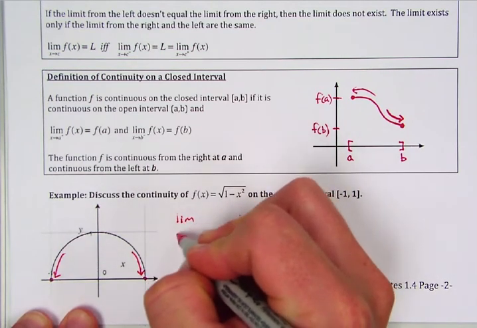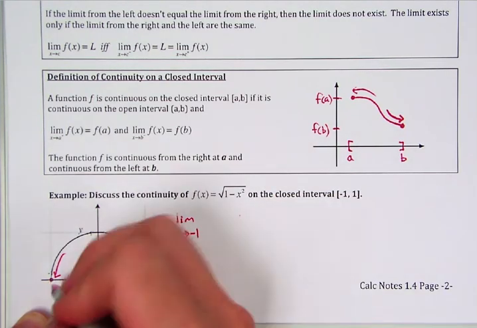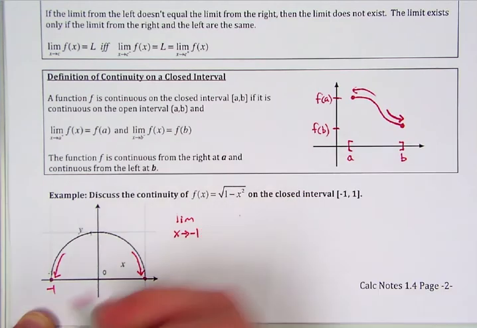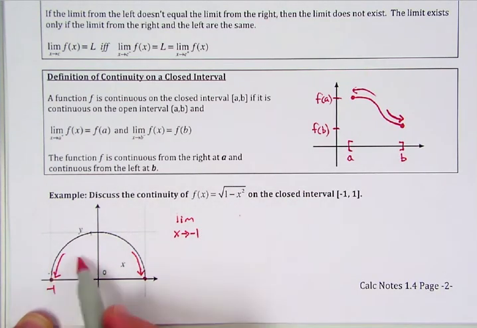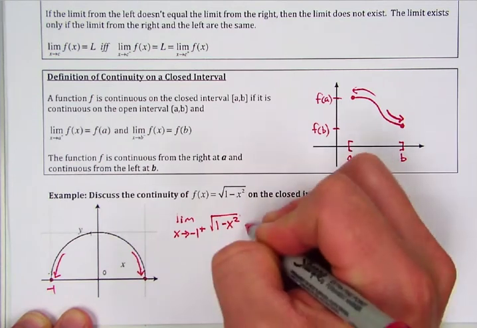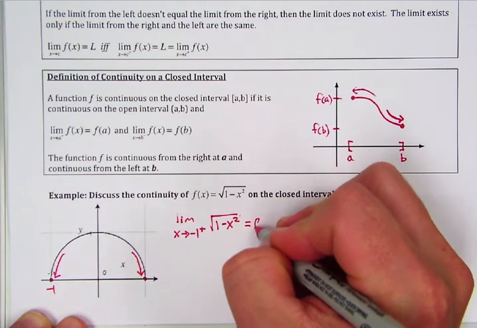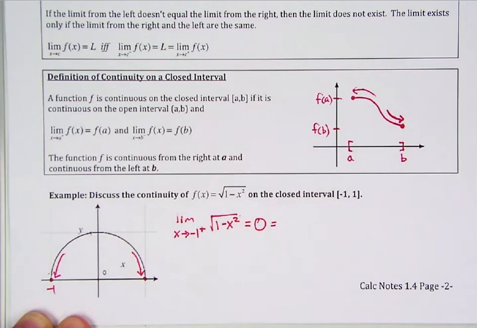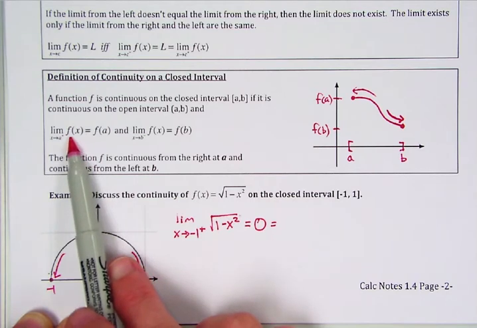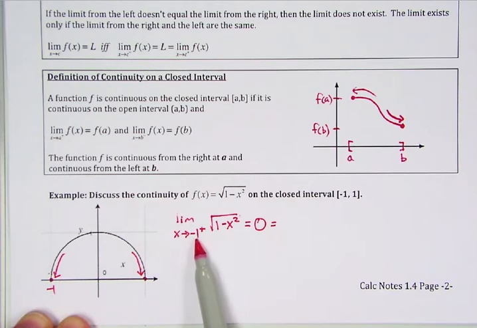So we do the limit as x approaches negative 1 from the left. Oh, is that from the left or from the right? Well, the arrow's coming from the right. So that's got to be a positive, of our function square root of 1 minus x squared. Okay, well, looking at this, our limit looks like it's 0. And we set up here that it has to equal f of a. So whatever that value is. Here it's negative 1. So if I plug negative 1 in here, what do I get?